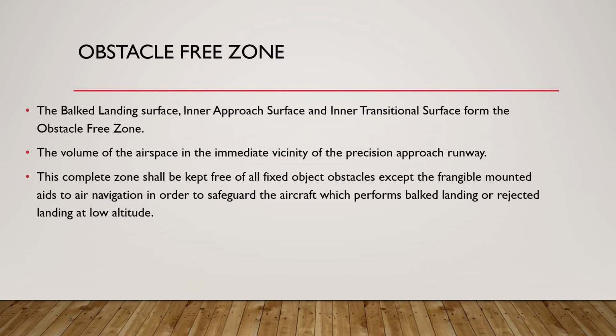So the next surface which we are going to see is the obstacle free zone. The 3 surfaces, namely the balk landing surface, the inner approach surface, and the inner transitional surfaces, form the obstacle free zone. This is the volume of airspace in the immediate vicinity of the precision approach runway, which is to be kept free of all obstacles except the navigational aids mounted on frangible objects, in order to safeguard the aircraft in case of balk landing or rejected landing at low altitudes.